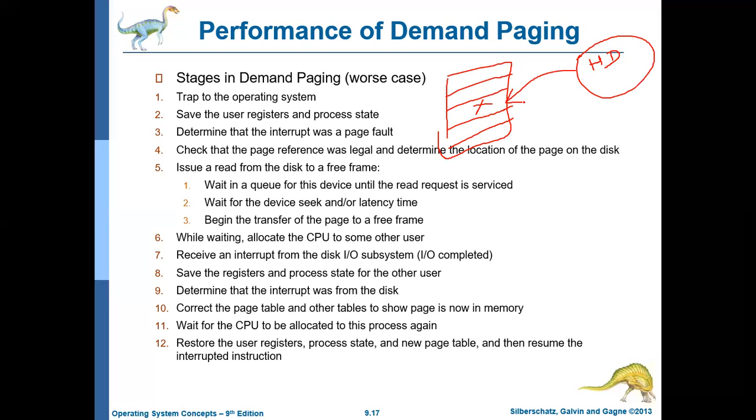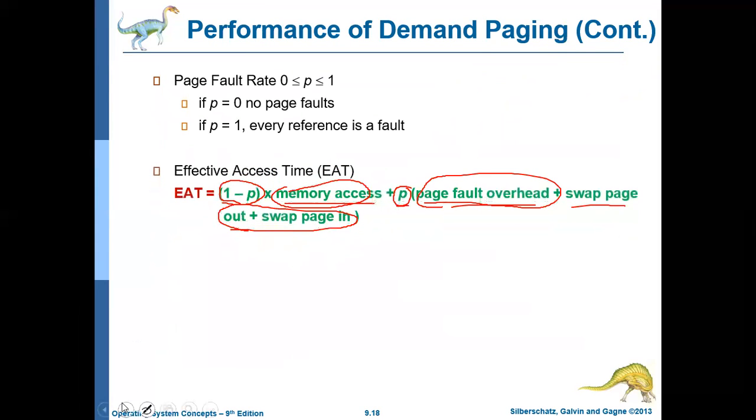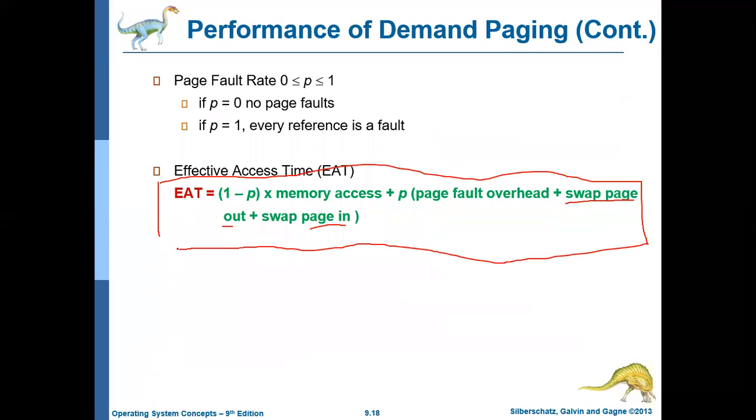But if there is no empty frame, then what should we do? Then we should do page replacement. One of the pages should be swapped out and this page should be swapped in. That will happen if there are no empty frames, and that is the other overhead involved. Sometimes you may have to swap a page out and swap another page in. So this is how the effective access time is given for calculating the performance of demand paging: (1 minus p) into memory access time plus p into page fault overhead plus swap page out time plus swap page in time.